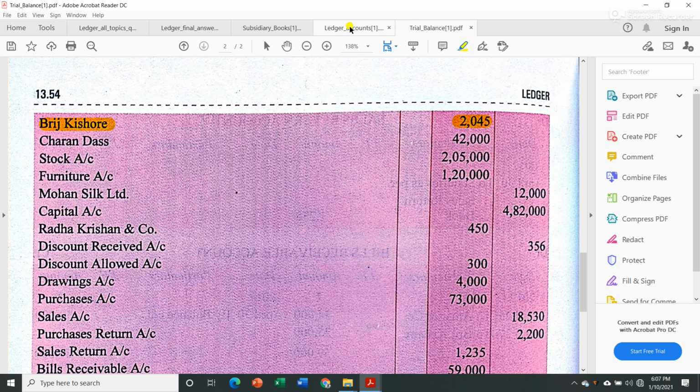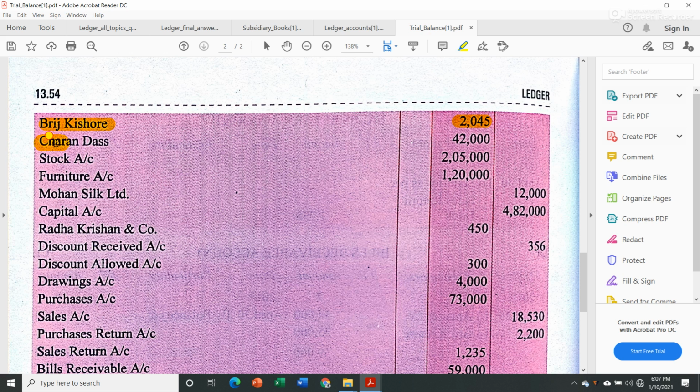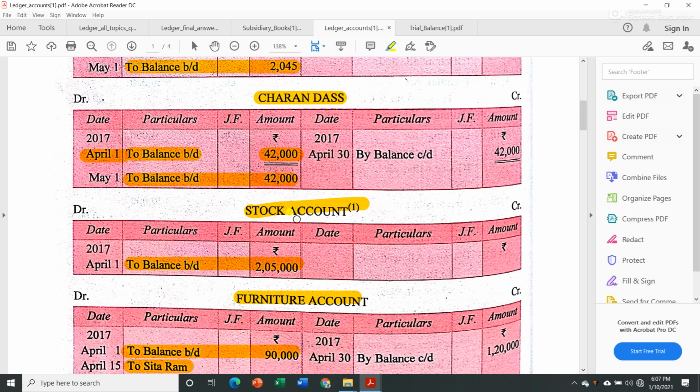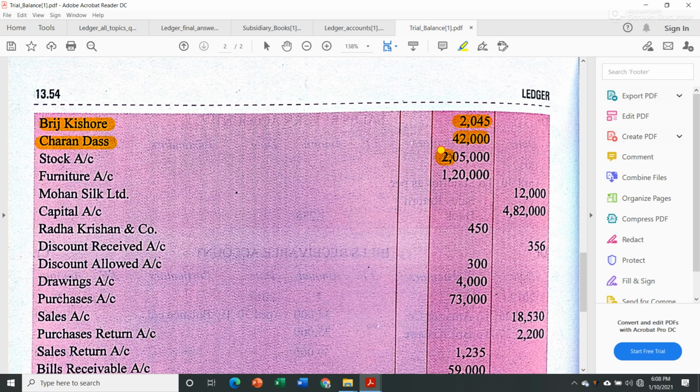Now, next ledger account we have Charan Das, and we got a debit balance of 42,000. So we will write Charan Das debit balance of 42,000. Then next we have stock account. Now see, in stock account we only had debit, that is opening balance of 2,05,000. So we will write in the debit side 2,05,000 for stock account.